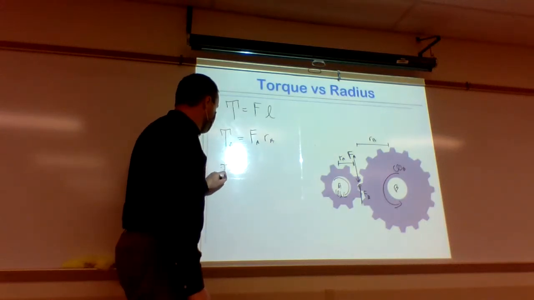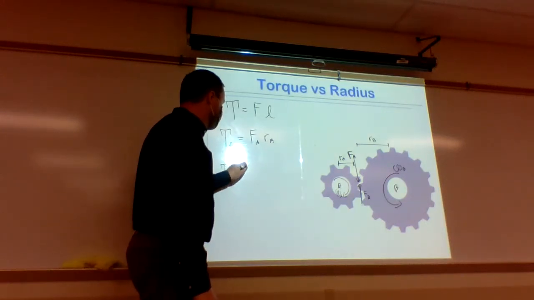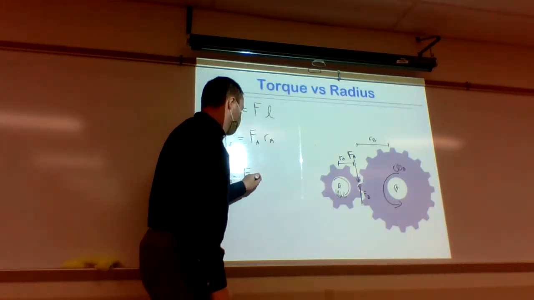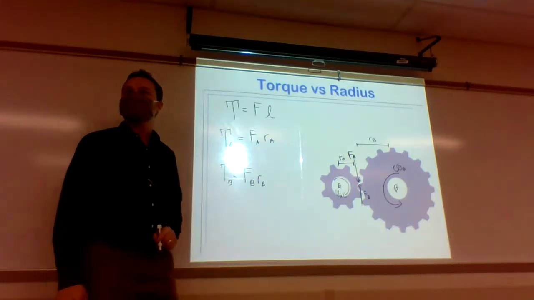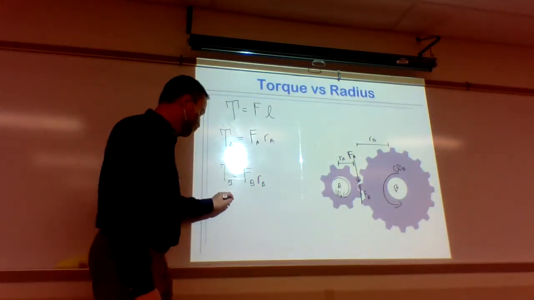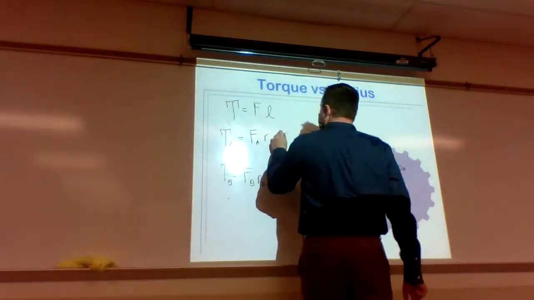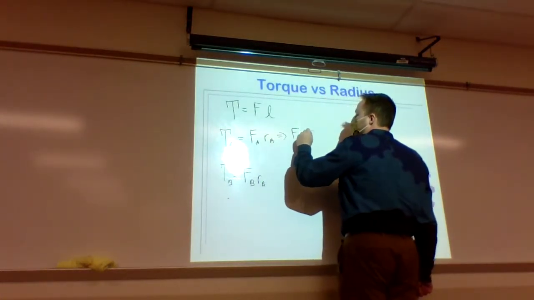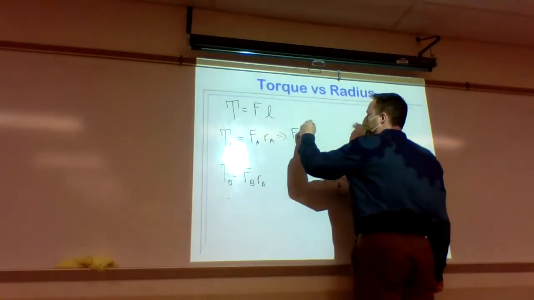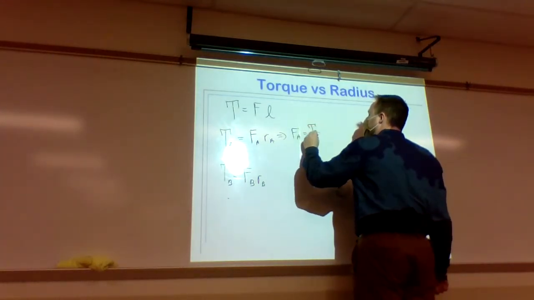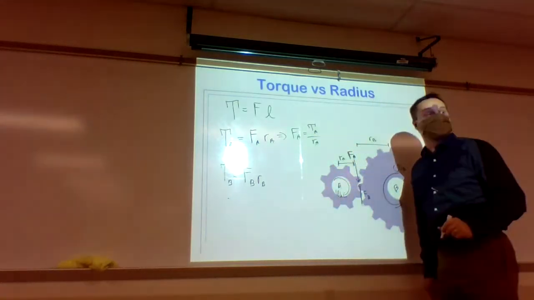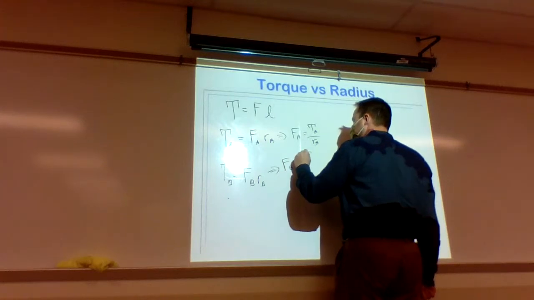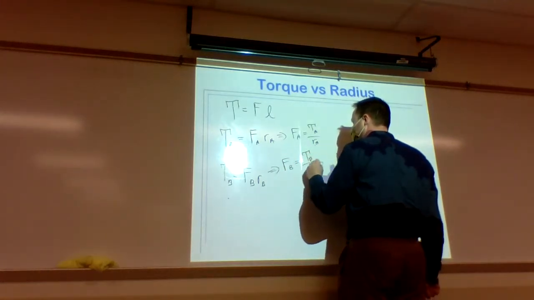And then the torque that gets applied to gear B is equal to the force B times the radius of B. And those forces are equal. All right, so if I solve these, force A is equal to what? I've got torque A over RA. And if I solve this one for force, the force B is equal to torque B divided by RB.